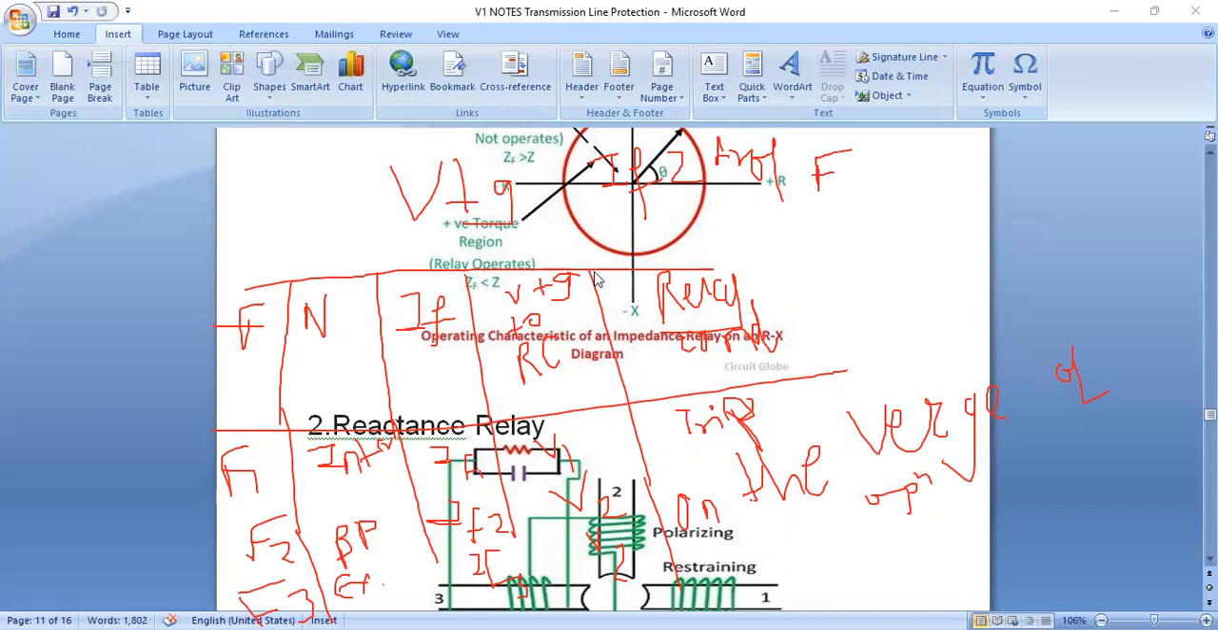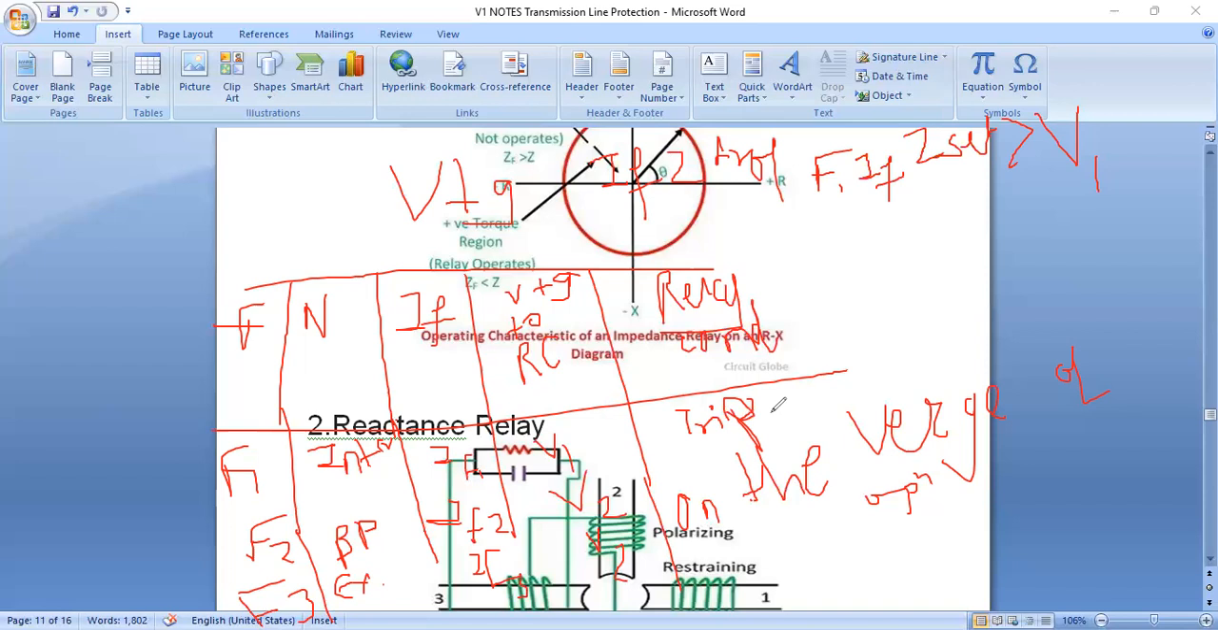So first is F1. You have to set the impedance value so that the product IF1 Z set is greater than V1 and the relay will trip. Similarly, for F2, IF2 Z set is equal to V2. That means it is on the verge of operation. And for F3, IF3 Z set is less than V3. That means the relay will not operate.